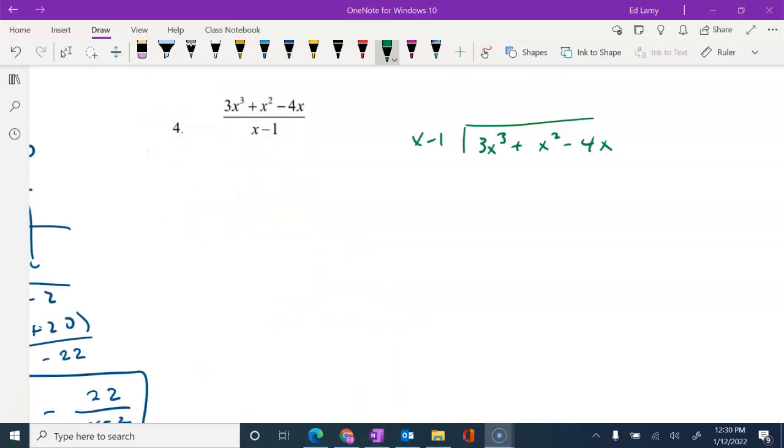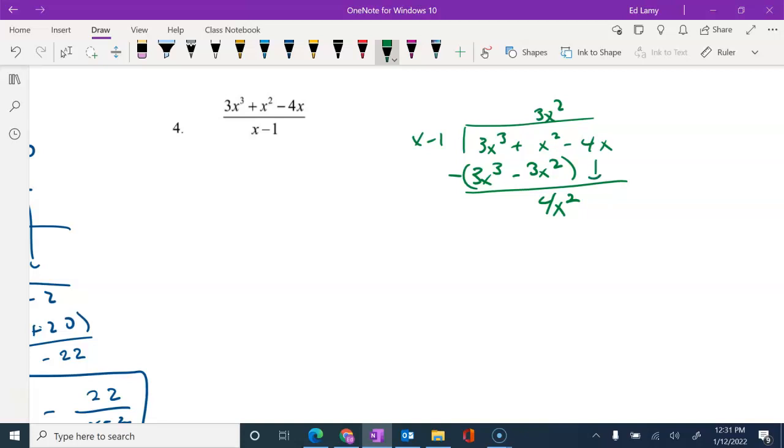Example 4. x times 3x squared is 3x cubed. So do the multiplying. 3x squared times x is 3x cubed. 3x squared times negative 1 is negative 3x squared. Subtract now. x squared minus negative 3x squared would be 4x squared.